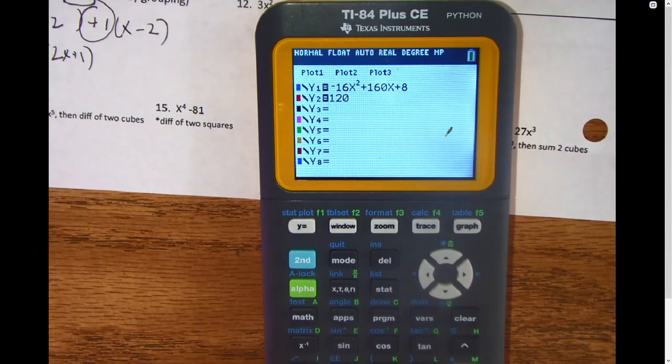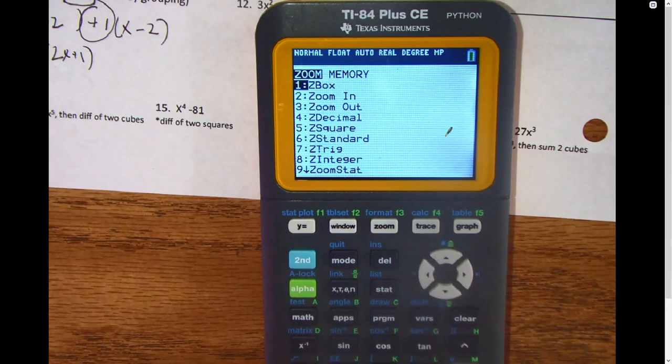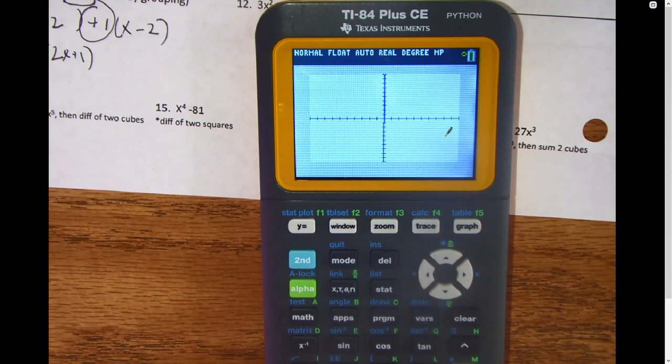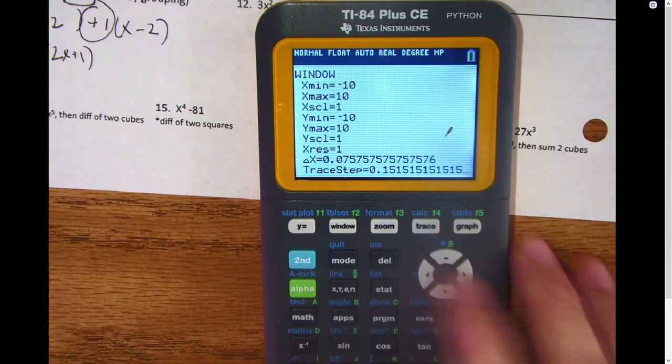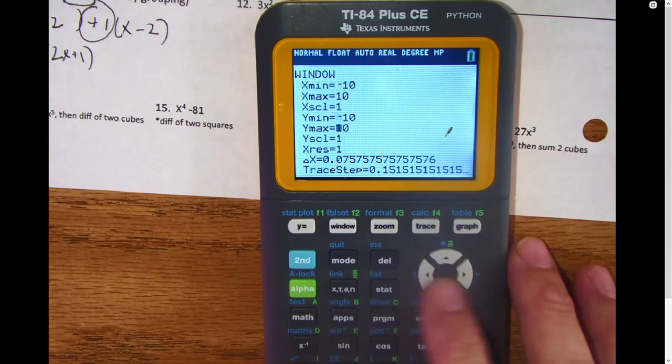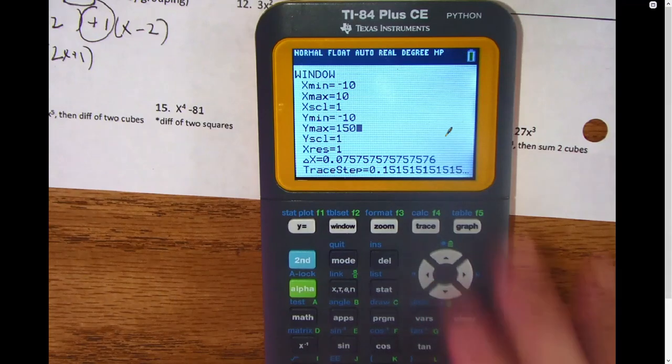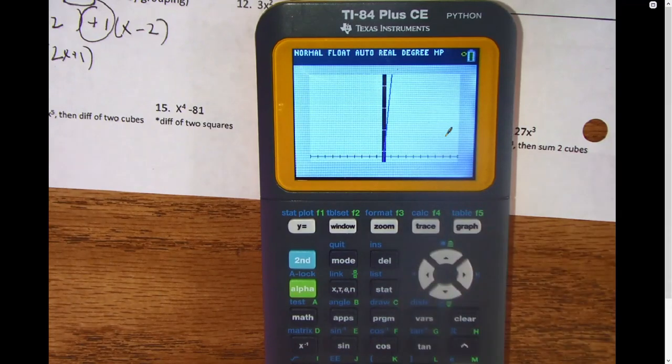Now you're trained to do a zoom 6. That's how I trained you. You're not going to see anything. The goal is to be above 120 feet. Go to Window, change the Y max to something like 150, and hit Graph. And then you'll start seeing the intersections.